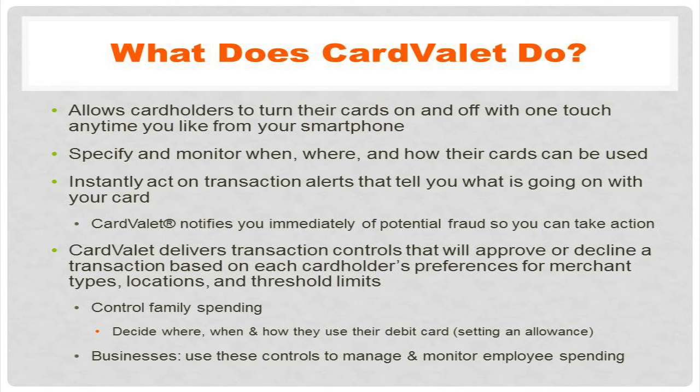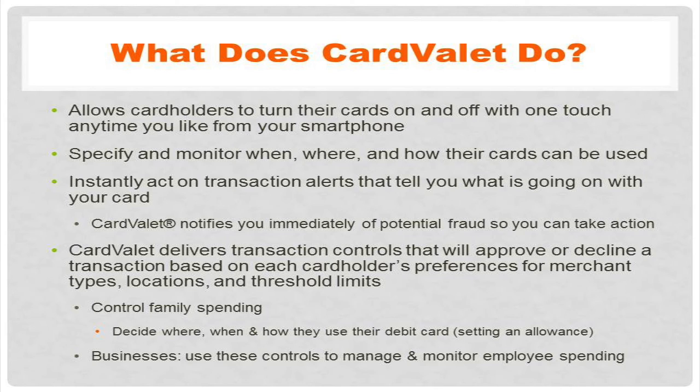CardValet delivers transaction controls that will approve or decline a transaction based on each cardholder's preferences for merchant types, locations, and threshold limits. Through this tool, you can control family spending, say for example controlling where, when, and how your kids can use their debit card. It's like setting an allowance. Businesses can also use these controls to manage and monitor their employee spending. For example, setting a certain merchant type of where the card would be accepted.